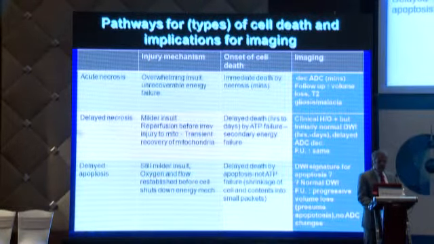Then we have delayed necrosis, which is a pattern which often happens in neonates. You have a milder insult, you have reperfusion, some recovery of the mitochondria, then you have secondary energy failure. And this is a pattern which occurs very often in neonates. The first pattern can also occur, which is a very profound insult, but this is more common. And what happens is the diffusion restriction peaks beyond 48 to 72 hours. So if you do a very early scan, you will miss the extent of injury. That's the reason for showing this to you.